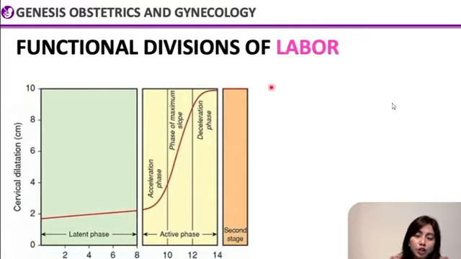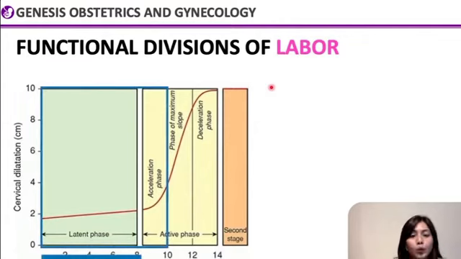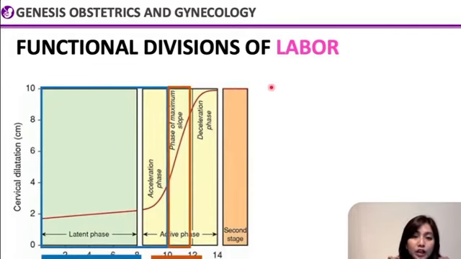Alright, doon naman tayo sa functional divisions of labor. Tatlo yan. The first is your preparatory division. Nag-prepare yung cervix mo, yung uterus mo, for the next part which is the dilatational division. The preparatory division corresponds to your latent phase and your acceleration phase. Sa dilatational division, ang pinagkakaabalahan ng katawan mo ay kailangan ma-maximize niya yung progression ng cervical dilatation. Kung si preparatory, nag-prepare pa lang yung cervix mo, si dilation, ito yung focus ng katawan mo, mag-dilate yung cervix.